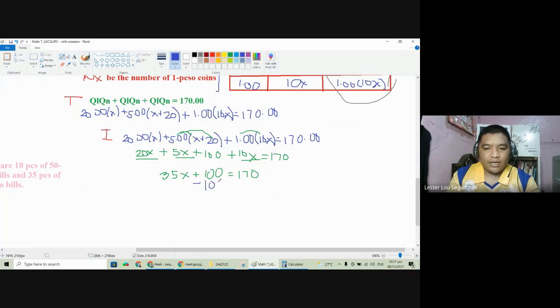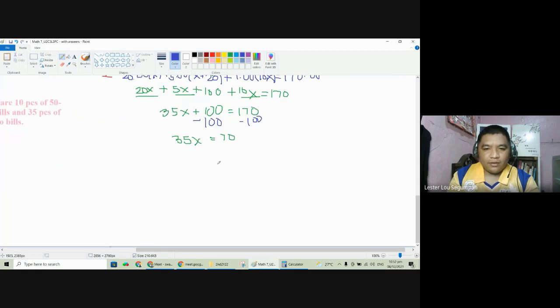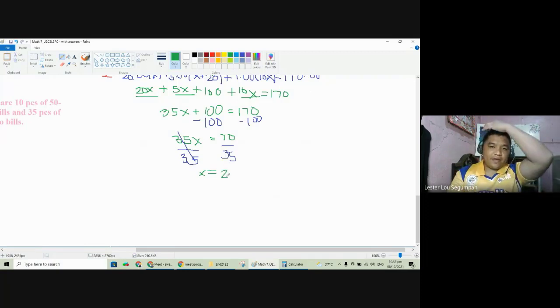Subtract both sides by 100. You will have here 35x equal to 70 pesos. And then probably you could see already the result as we divide by 35 here and here as well using properties of equality. The result for x is 2. 70 divided by 35 is 2. And what does this represent?